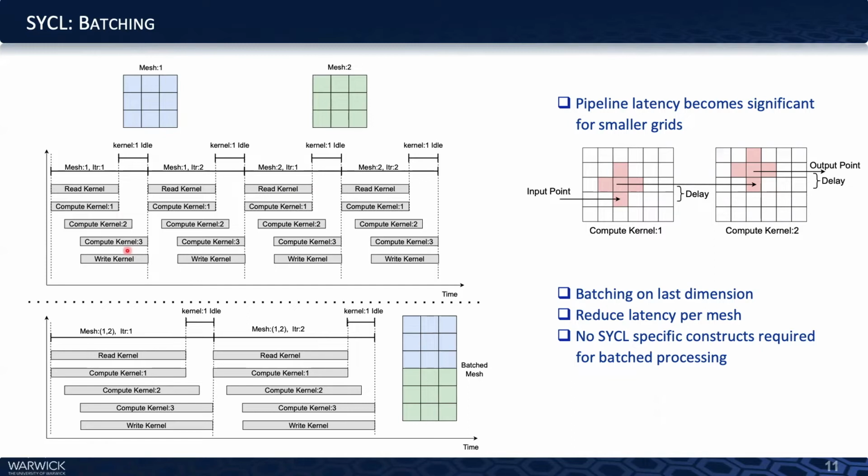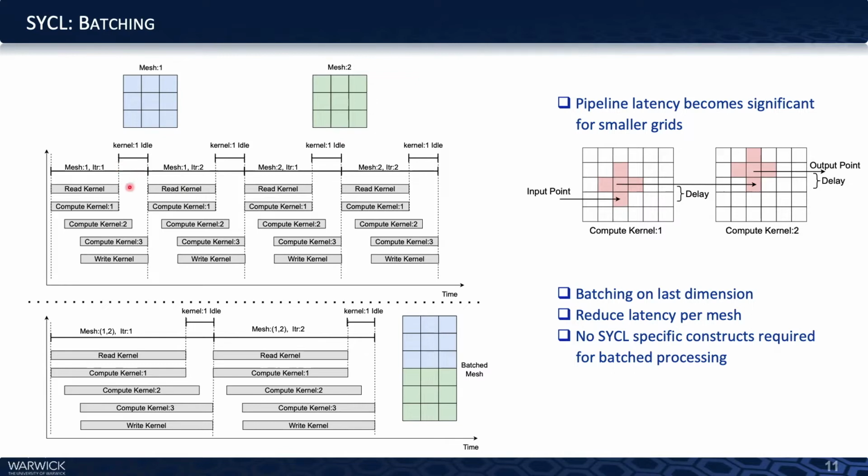The diagram shows the latency for processing two blocks of iterations for two meshes. Here we see for each mesh, compute kernel 1 is idle for a significant amount of time as data needs to go through other compute modules and needs to be written before starting the next iteration.